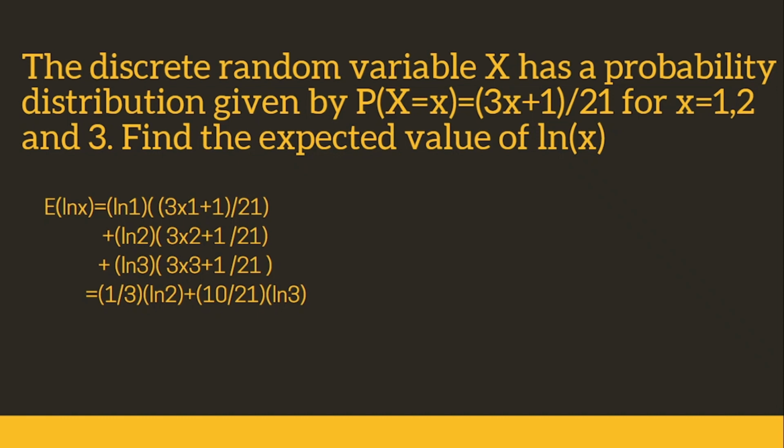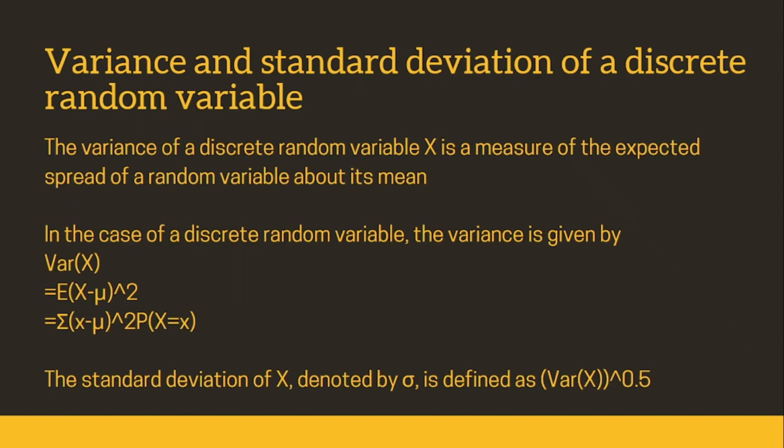Because log 1 is equal to 0, our final answer is just going to be a simplified version of the two expressions. It should be 1/3 log 2 plus 10 over 21 log 3.